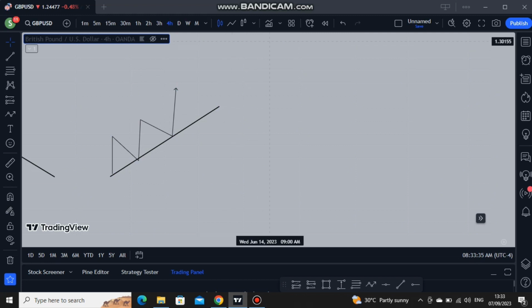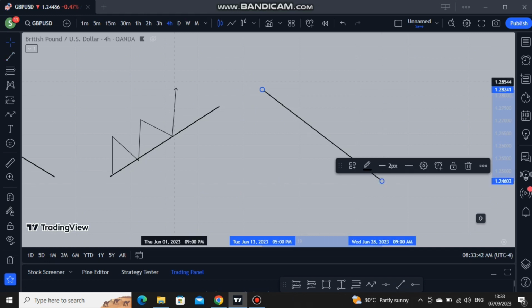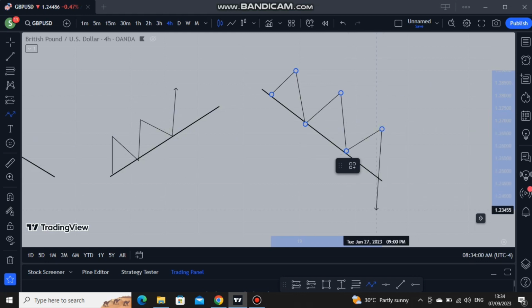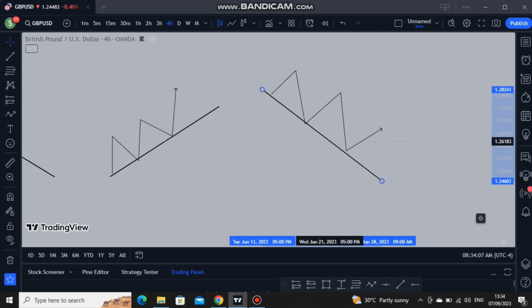Another trend line trading strategy we have is the trend line breakout strategy, where you have something like this. When you have something like this, creating lower highs, lower low, lower highs like that, then at the third touch or the fourth touch, you get a breakout to the downside. This is a mistake. You get a breakout like this to the upside.